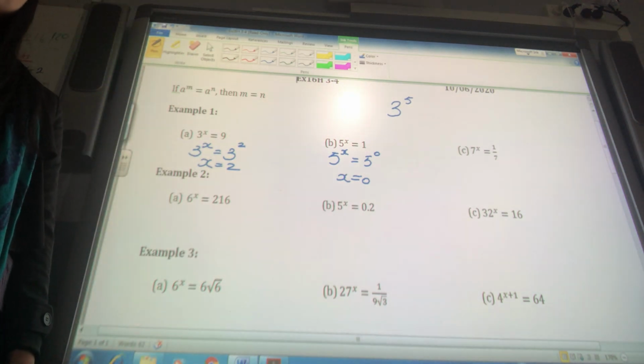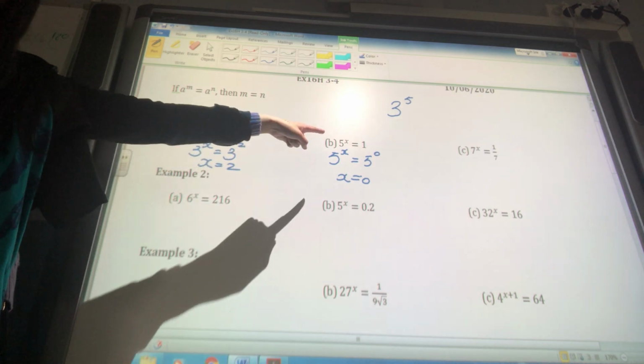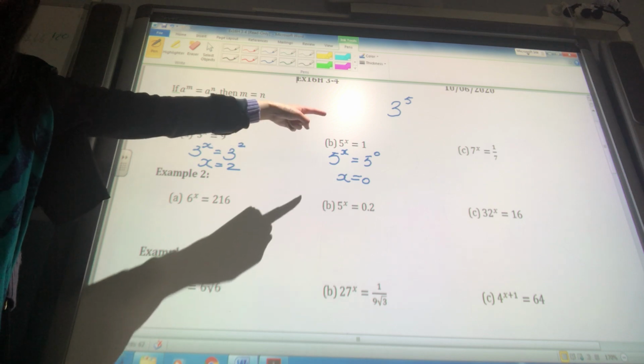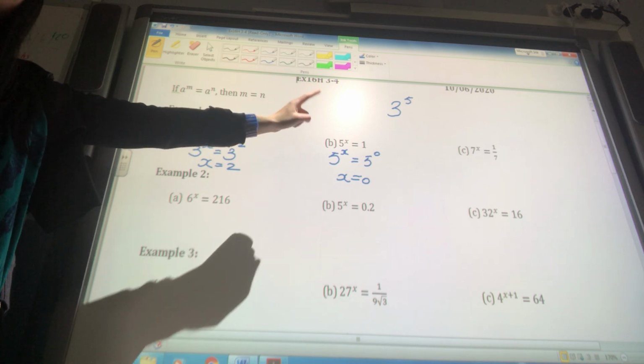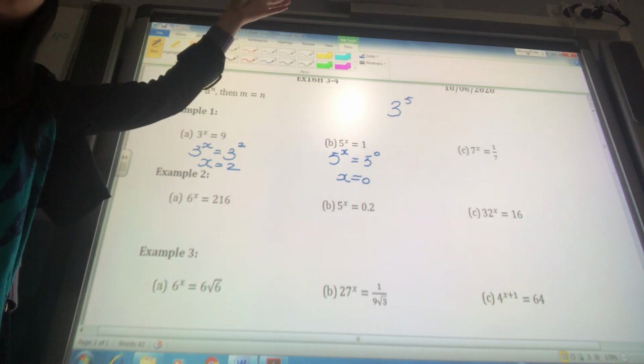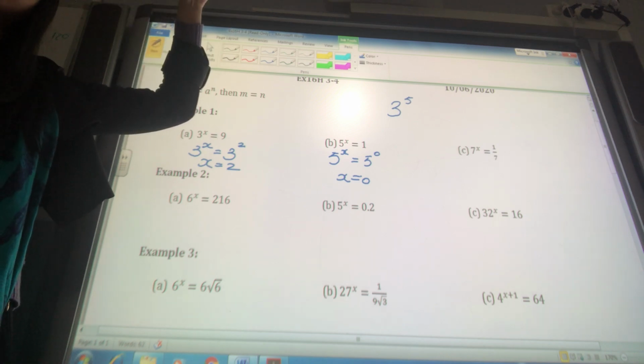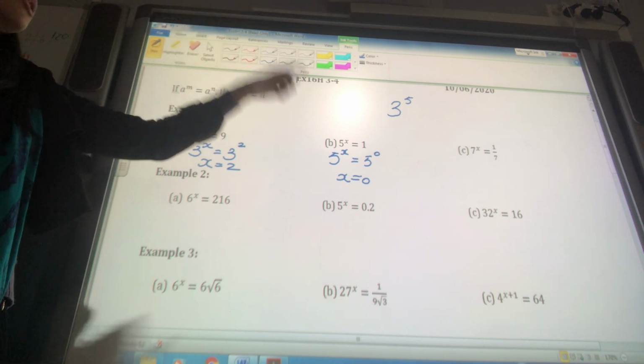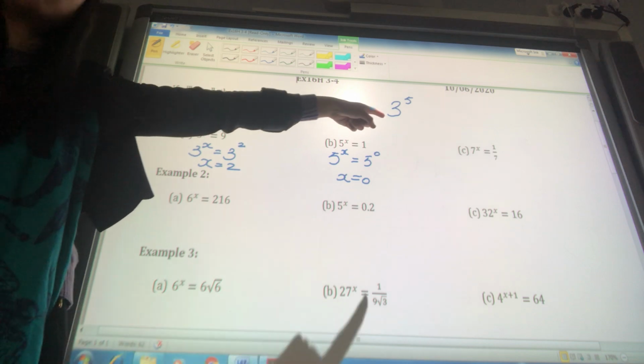Isn't it like guess and check? No. It's equal to 1. You just have to change the base to the same number. So 1, if I want to change it to a base of 5, it's going to be 5 to the power of 0. Because anything to the power of 0 is equal to 1. So 5 to the power of x is equal to 5 to the power of 0.